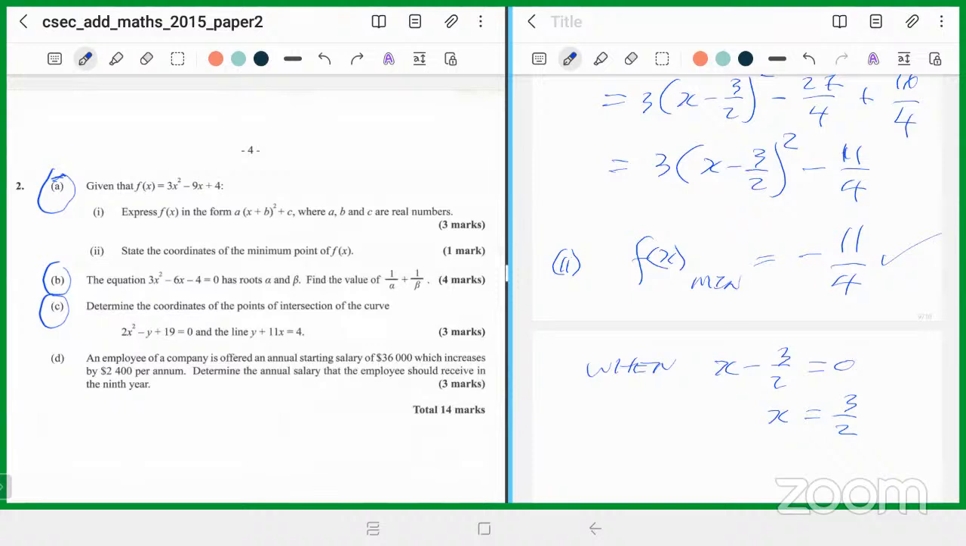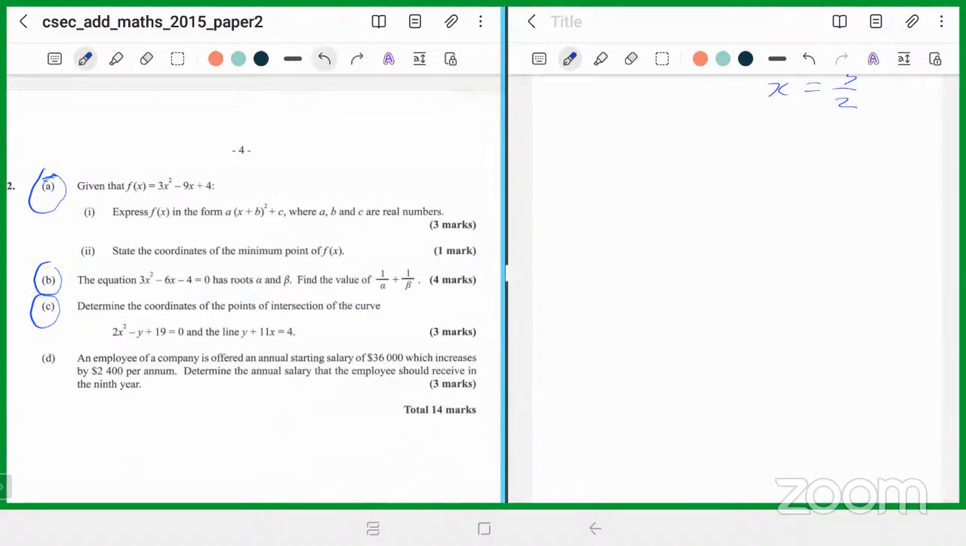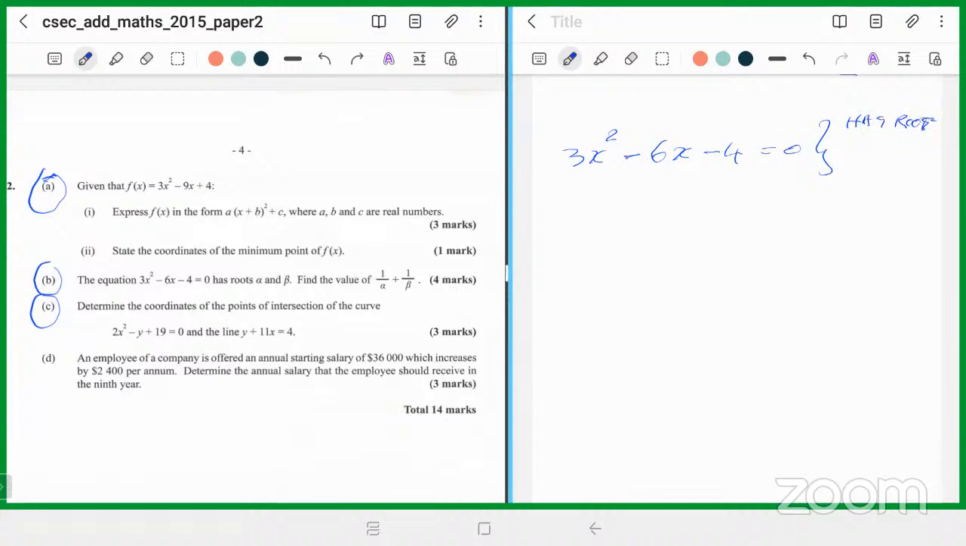So part A done. Part B now, right here. Part B says this equation has alpha and beta as roots. It's an equation in standard form, so we can identify the A, the B, and the C. So it's 3x squared minus 6x minus 4 equals 0, and it has roots alpha and beta. We know we're going to need the sum and the product, so might as well work them out now.